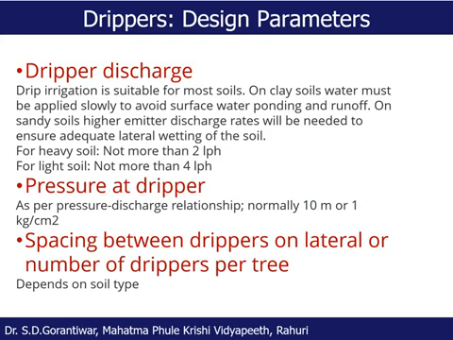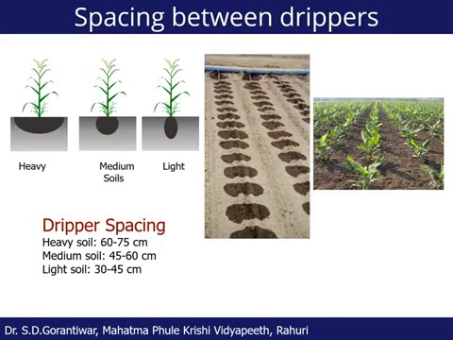And the next thing which I just described is the spacing between drippers on laterals, or the number of drippers per tree, which depends primarily on the soil type. But before that, we need to see how the water spreads into the root zone once the water drops through the emitters onto the soil surface. For that, I advise you to concentrate on the figure on the left hand side. Three kinds of soils are shown there: heavy soil, medium soil, and light soil. And for each kind of soil, the wetted bulb of soil is shown.